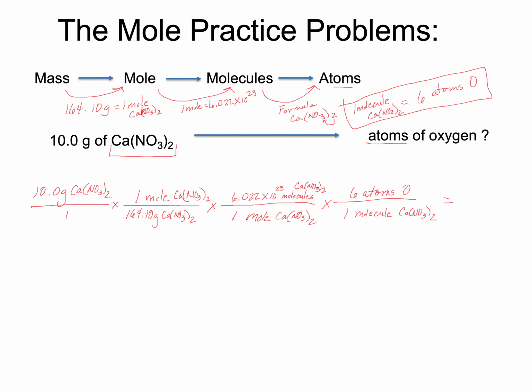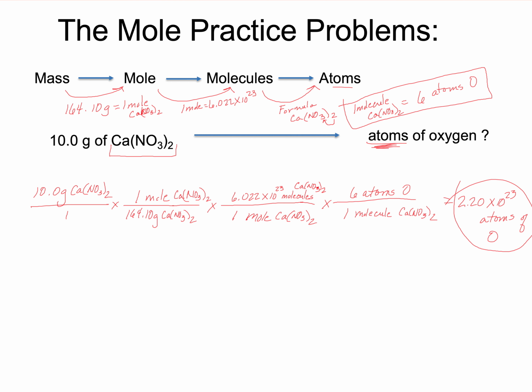And hey, we're at the point of calculating the thing that we're wanting. So multiply all the numerator together, divide by all the denominator, and you put your answer in 3 sig figs based on the 10.0, and you get a value of 2.20 times 10 to the 23rd atoms of oxygen. Okay, so there's your answer.